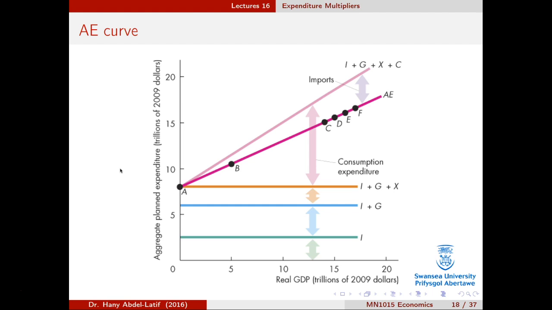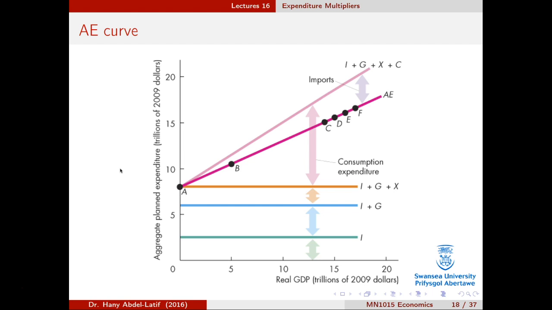So that's how it looks. Okay, so the top one here, the very top one, that includes I plus G plus X plus C, represents the aggregate expenditure when we introduce these 4 components together.